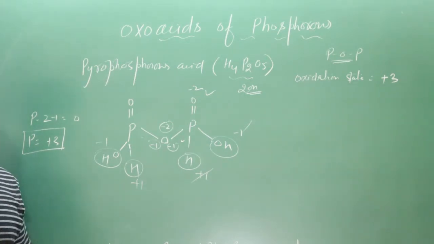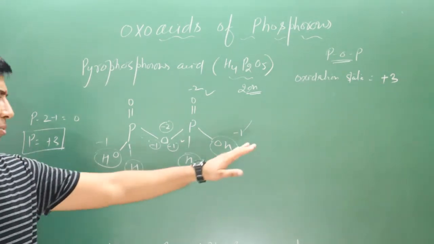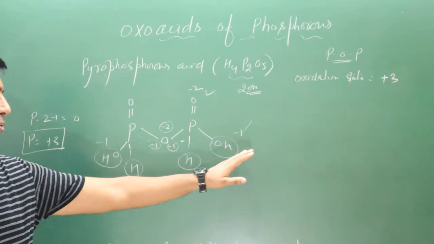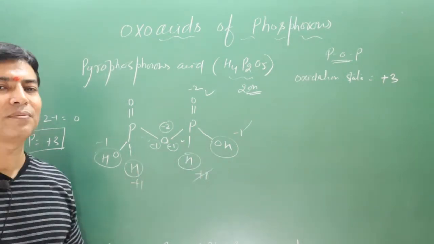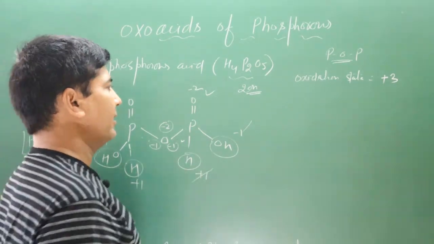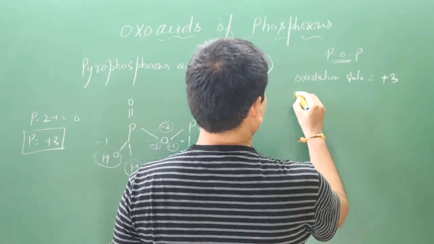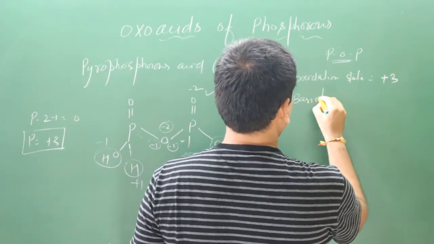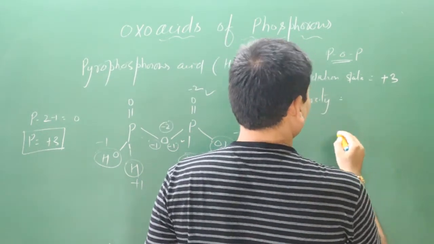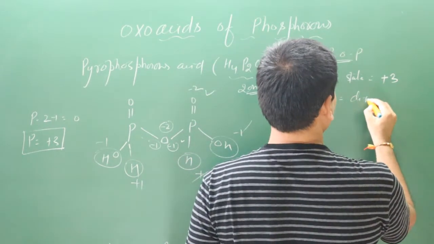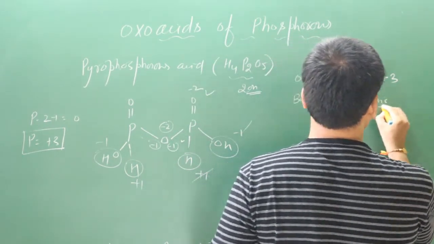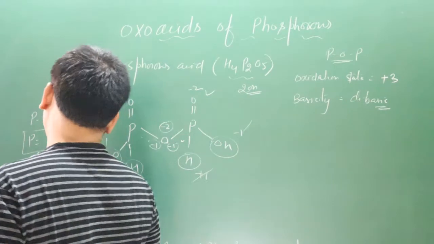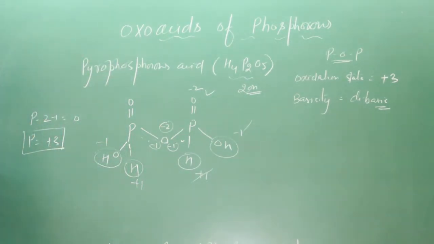Okay, now we talk about basicity. It's very clear how many hydroxyl groups are present. Hydrogen attached to oxygen: 1, 2, so 2 hydroxyl groups are present. That's why it is dibasic by nature. When we talk about basicity, it can liberate how many hydrogen? 2 hydrogen. It is dibasic by nature. Now we talk about the preparation reaction.